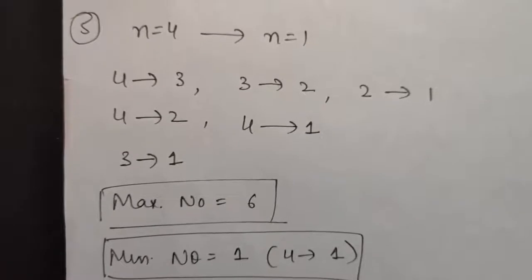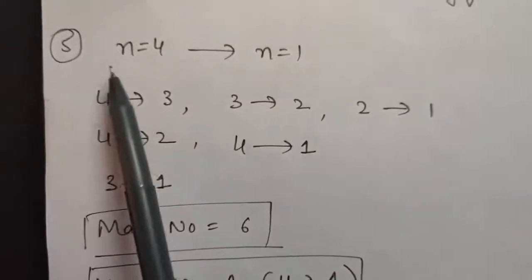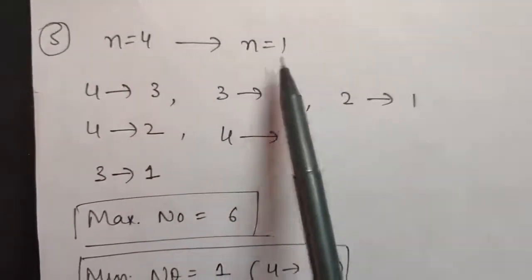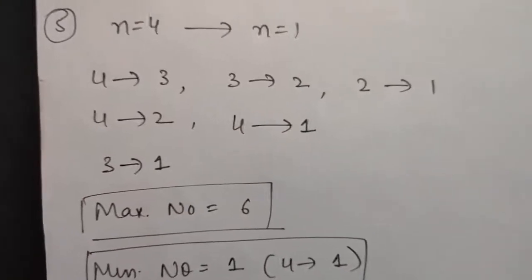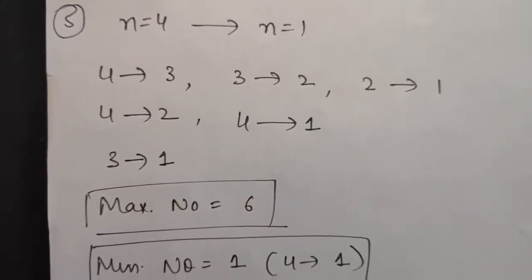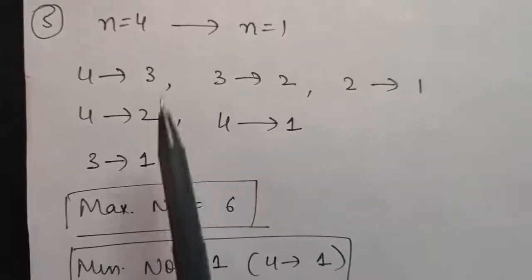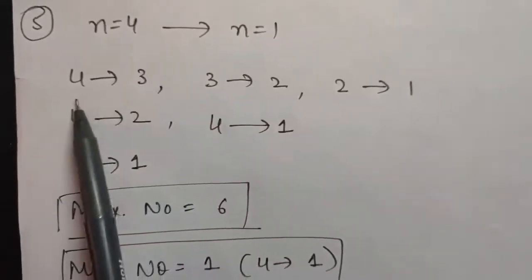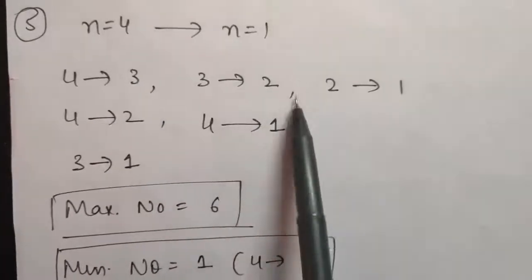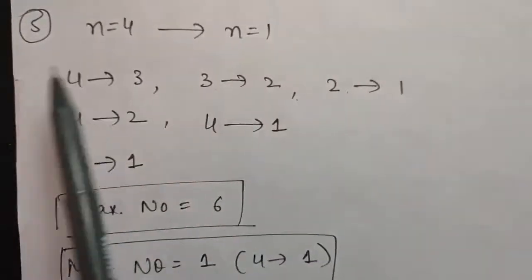In question number 5, it is given if an electron jumps from n equal to 4 to n equal to 1, then you have to tell maximum number of photons emitted and minimum number. So first of all, if we talk about maximum number, see, the electron can go from 4 to 3, then 3 to 2 and then 2 to 1. So this will be one transition.